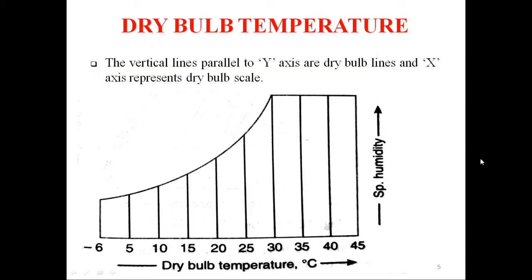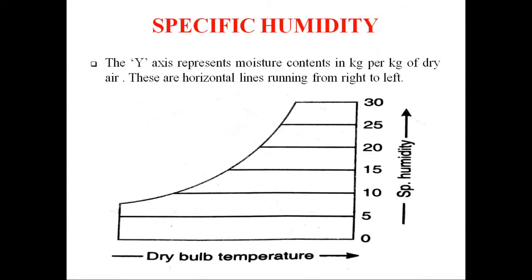So first is dry bulb temperature. The vertical lines parallel to the y-axis are dry bulb lines, and the x-axis represents the dry bulb scale, as you can see in the figure: minus 5, 5, 10. These are dry bulb temperatures in degree Celsius. Next is specific humidity. The y-axis represents moisture content in kg per kg of dry air, or in case of the X-ray chart we have gram per kg of dry air. These are horizontal lines running from right to left.